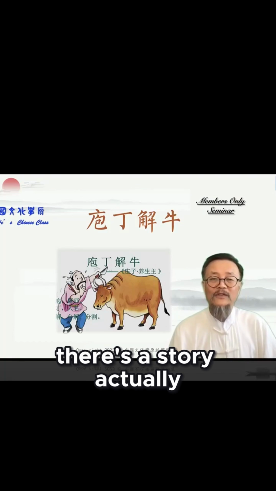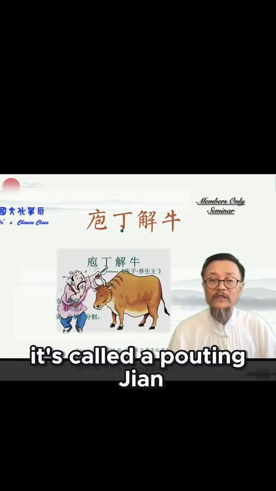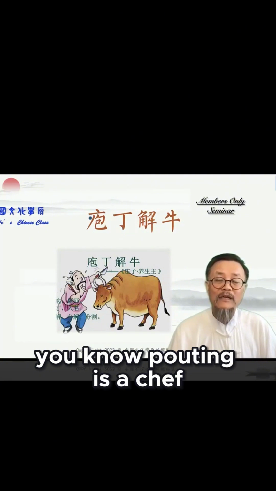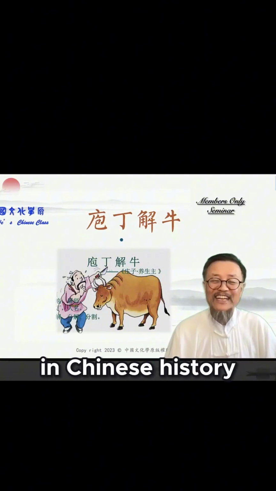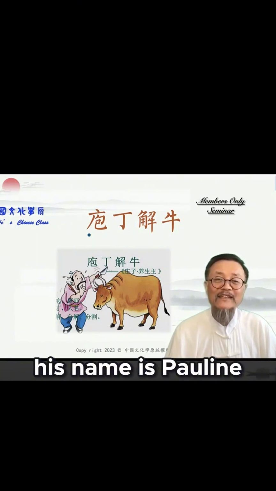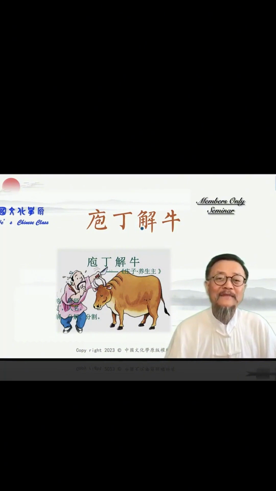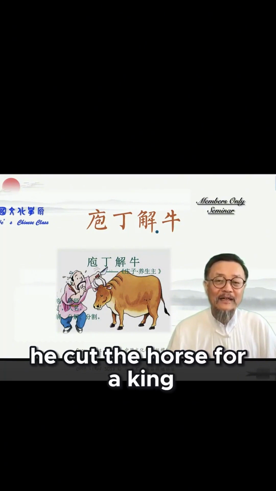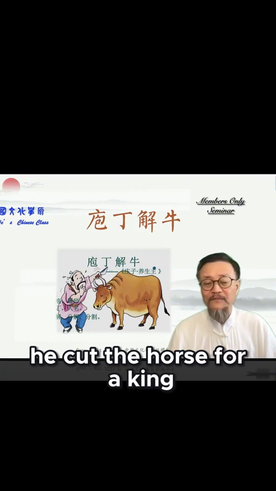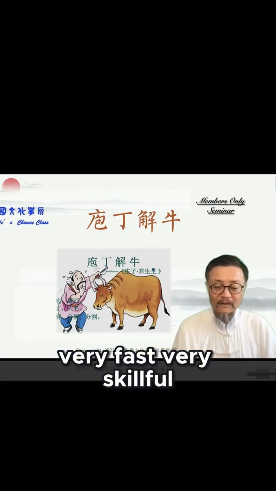There's a story actually, a very interesting story related to this 解. It's called 庖丁解牛. 庖丁 is a chef, a very famous chef in Chinese history. He doesn't have a name. His name is 庖丁. He cut the horse for a king. Very fast, very skillful.